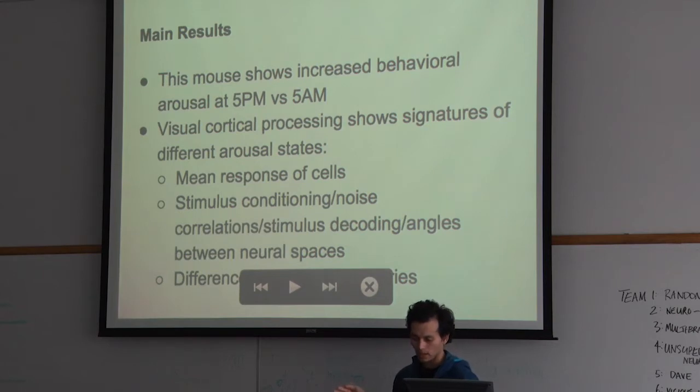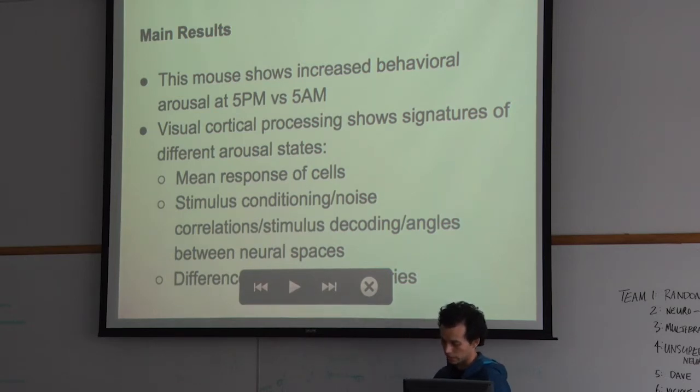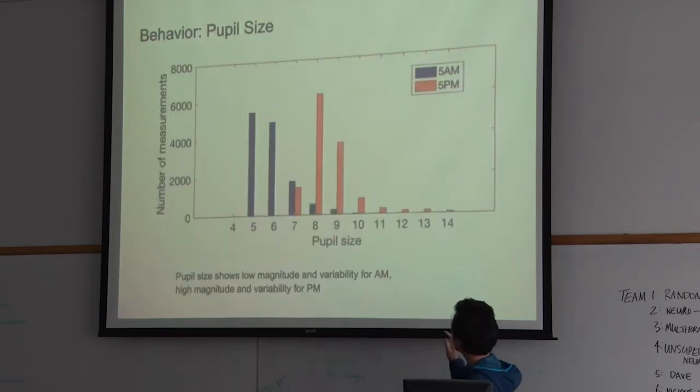Quickly to summarize the results, we looked at data from primary visual cortex, and we found that there are signatures of different arousal states present there. We looked at the behavioral information as well, and we found that there's more arousal at 5 p.m. compared to 5 a.m. Consequently, we observed that the visual area also shows consistent results for the mean response of the cells, stimulus condition, noise correlation, stimulus decoding, angle between neural spaces, and also differences for the neural trajectories.